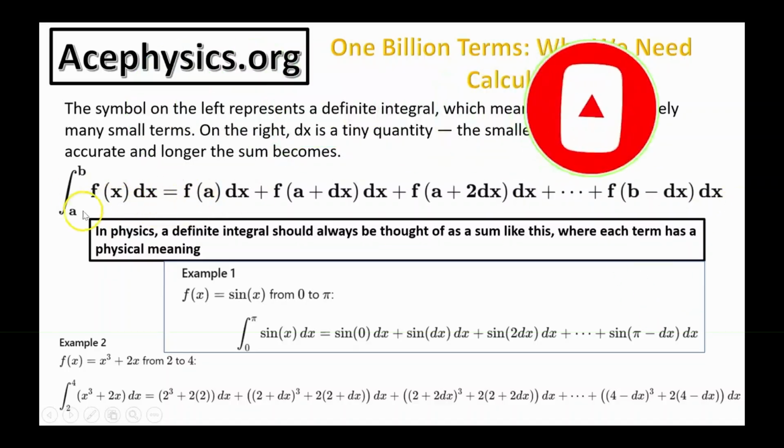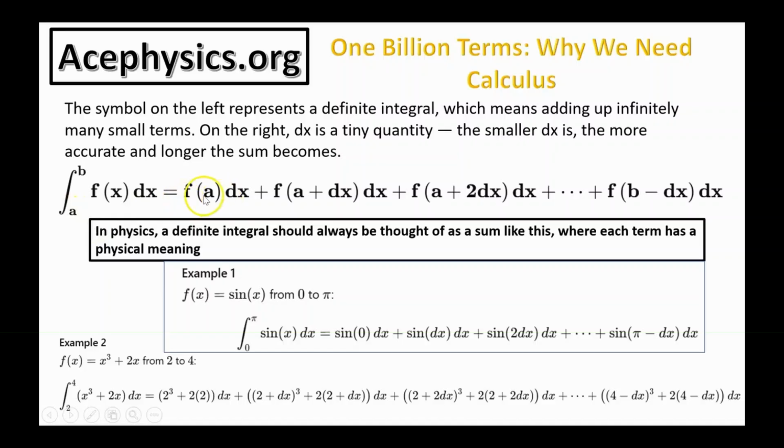You take the function and evaluate it at the bottom bound a, and then you multiply that by dx, a small number. Then you add it to the function evaluated at a plus dx, multiplied by dx. And then you add the function of a plus 2 dx, multiplied by dx. And you keep adding terms until you get to f of b minus dx, multiplied by dx. In physics, a definite integral should always be thought of as a sum like this, where each term has a physical meaning.